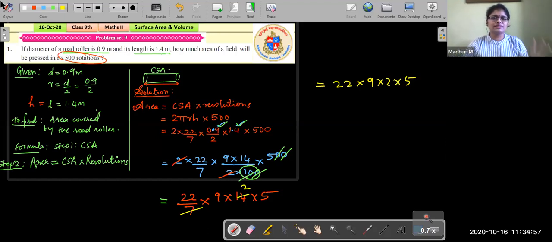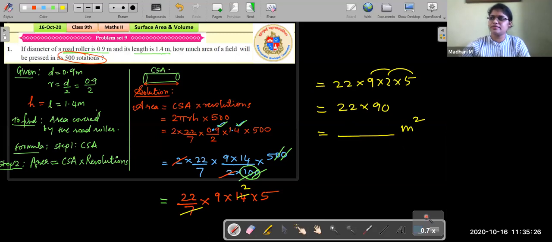Another 20 seconds. I'll give you another 20 seconds. So over here, the calculation part, this is 2 times 5 is 10, 10 times 9 is 90, so 22 times 90. And what will be the answer? Quickly do the multiplication and go back to the quizzes link and just enter in the answer over there. Since this is area, the unit has to be meter squared.